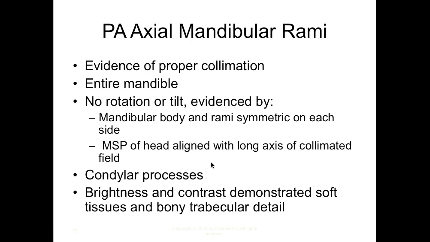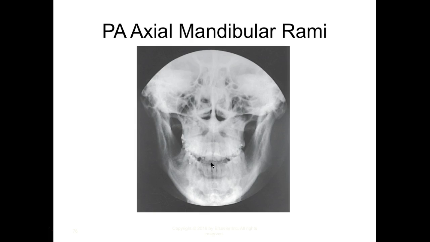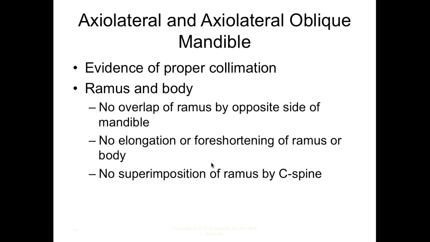And the PA axial for the rami: evidence of collimation. You want to see the entire mandible, no rotation or tilt, and the mandibular body and rami are symmetric on either side. You want your MSP of the head aligned with the long axis of the collimated field. You want to see your condylar processes, don't clip those off, and brightness and contrast, of course. So there you go. It's pretty.